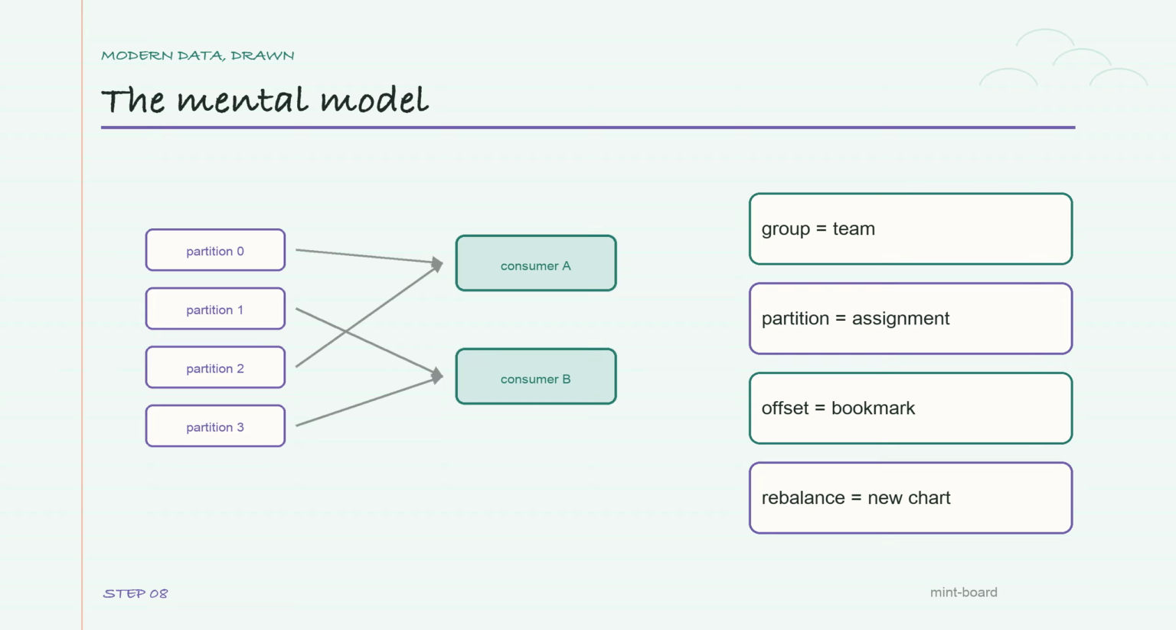Group equals team. Then partition equals assignment. Then offset equals bookmark. Then rebalance equals new chart.